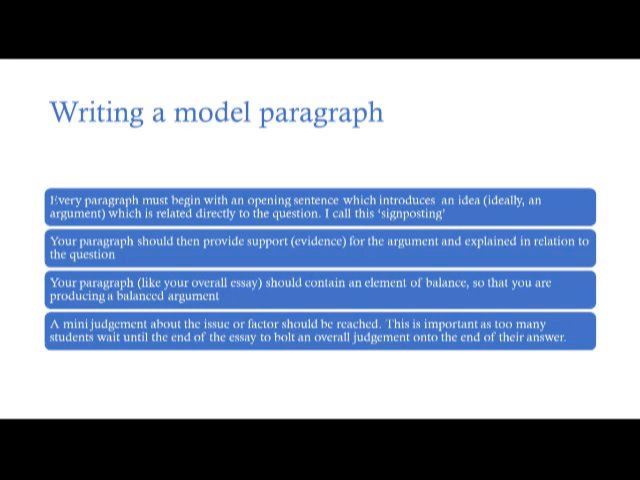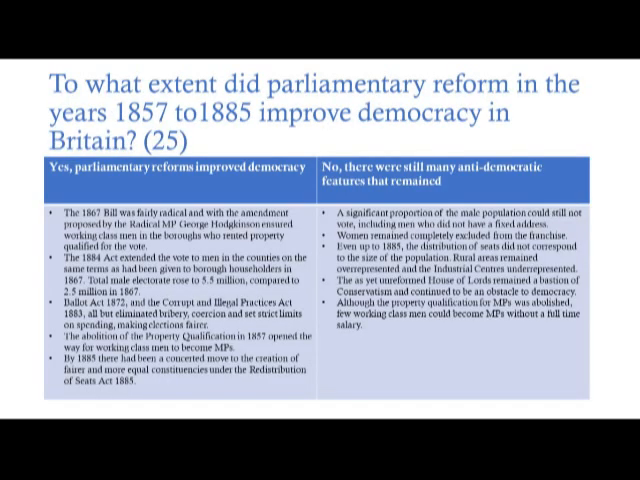Well, let's have a look at the plan. If you go back to the plan, and let's take one of the points in the plan. So let's take the point of the abolition of the property qualification, 1857.